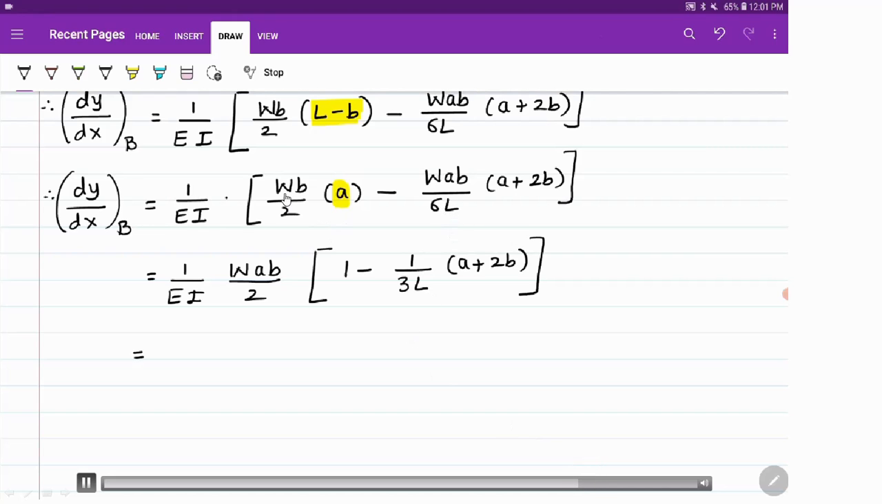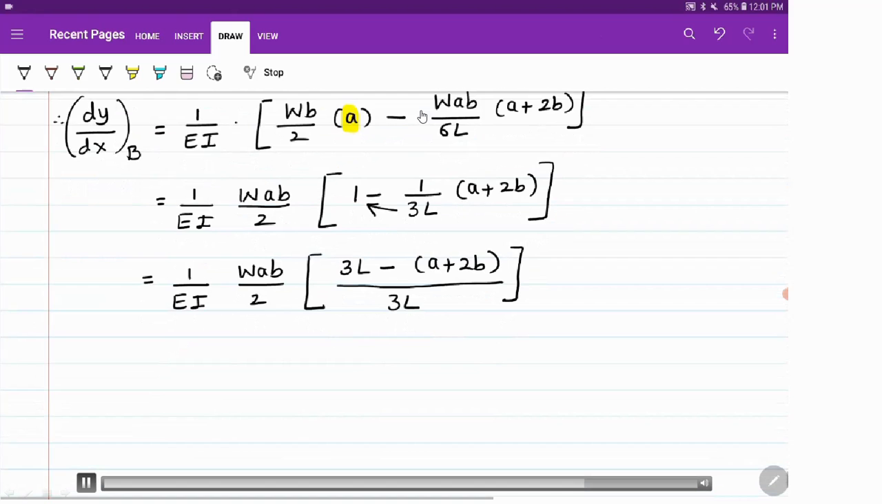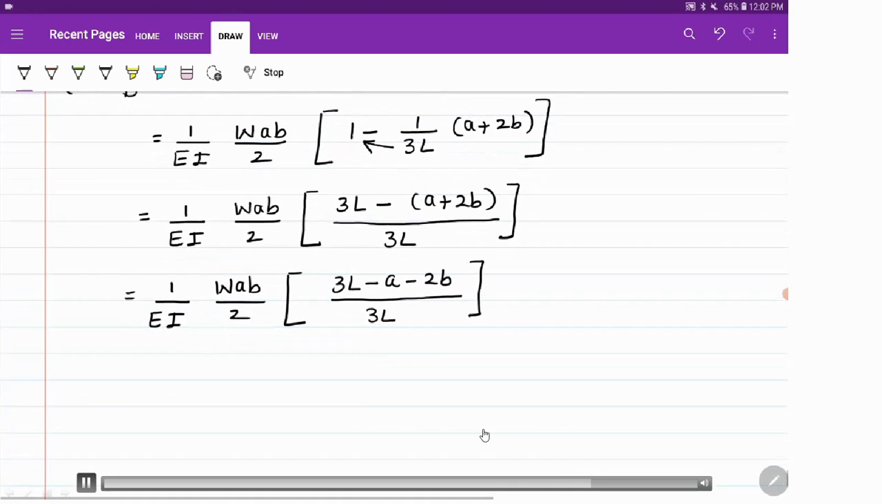Now from these two terms, we can take WAB by 2 common. So it is 1 minus, WAB by 2 we have taken common, so instead of 6L, it will be 3L, because 3 into 2 is 6, and A plus 2B as it is. So it is WAB upon 2 into 1 minus 1 upon 3L into A plus 2B. Cross multiply by this 3L, so 3L minus A plus 2B whole divided by 3L. So this is part of the simplification. Otherwise, you can keep this term as it is. Dy by dx you can find out up to this step itself, but we are simplifying further to get a refined equation over here.